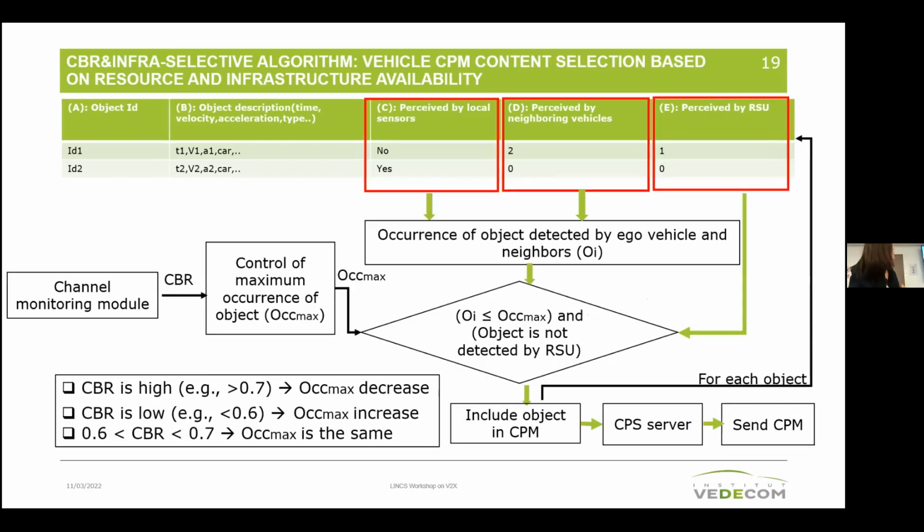The third algorithm is the CBR and infra-selective algorithm. It's very similar to CBR selective, where the number of occurrences must be lower, but also the object must not be detected by infrastructure. As soon as infrastructure detects it, I will not put it in my CPM. That's the difference.